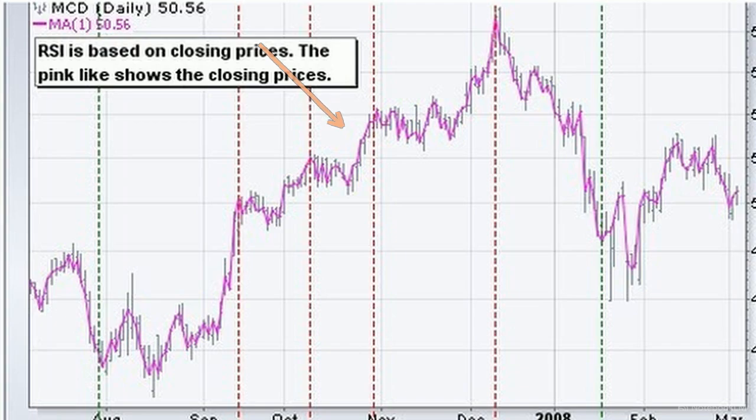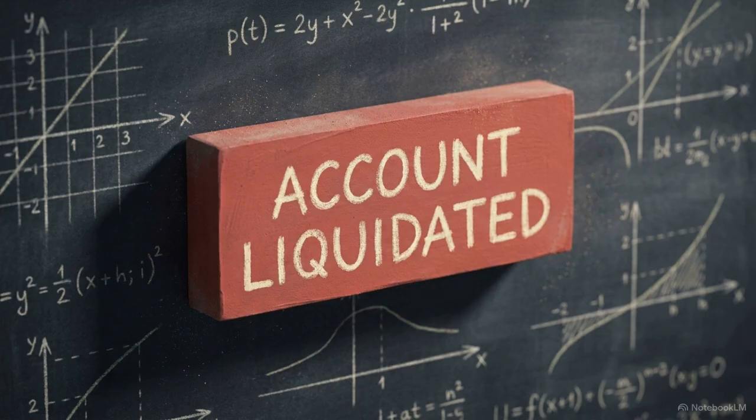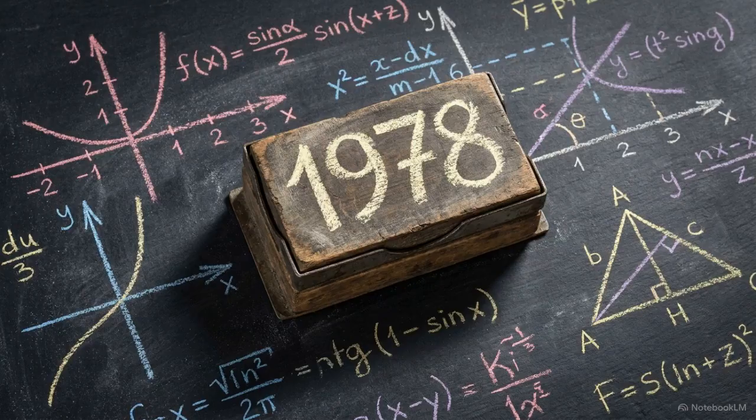is liquidated. Taking a trade simply because an indicator crossed a static threshold is a structural trap. Blindly following this basic rule destroys thousands of amateur accounts every day. To understand why that trade failed, we have to go back to 1978.